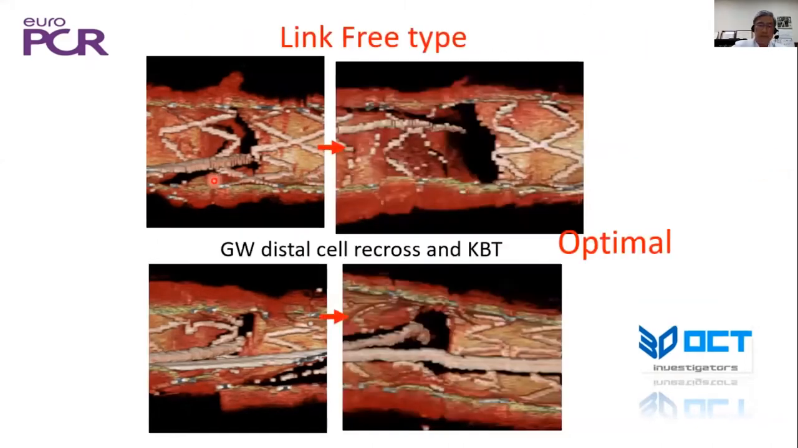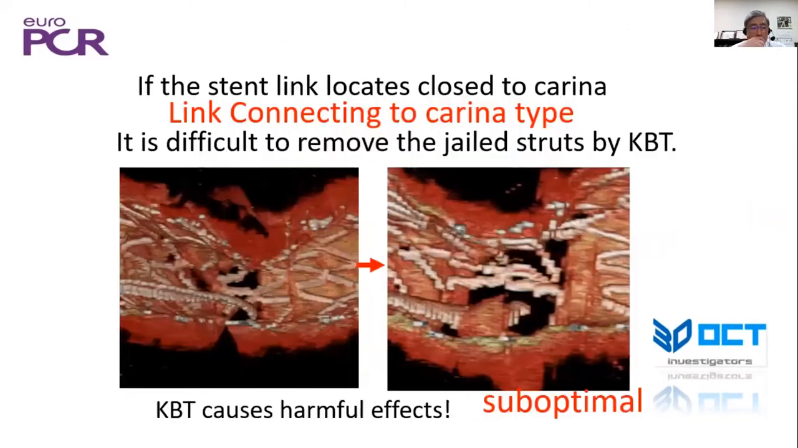After KVT, these jail struts move to the side branch sites and give an optimal result. If the stent link locates close to the carina, we call it link connecting to carina type. It is difficult to remove the jail strut by KVT. This is an example: the side branch orifice is here and the stent link is here.